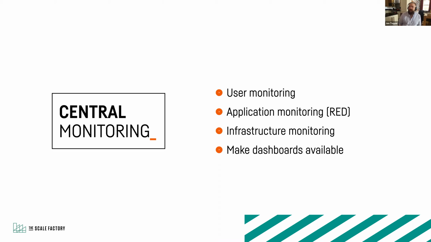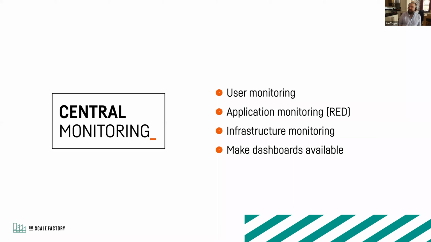We want to be looking at application monitoring. I've put RED in brackets there. That's rate, error, and duration. So what's the rate of requests against the platform? What percentage of those are errors? How long are those requests taking? So actually measuring at the API layer or the HTTP request layer to see exactly how the application performs and how many errors it's throwing.